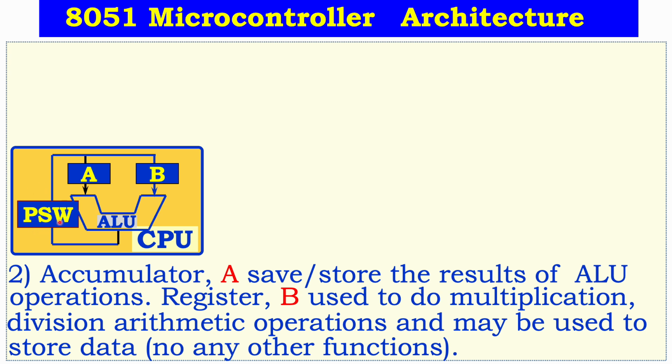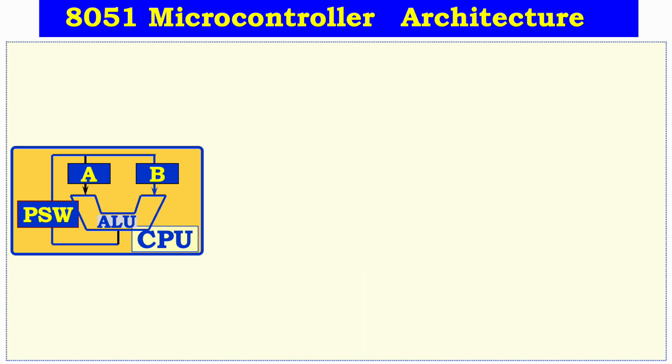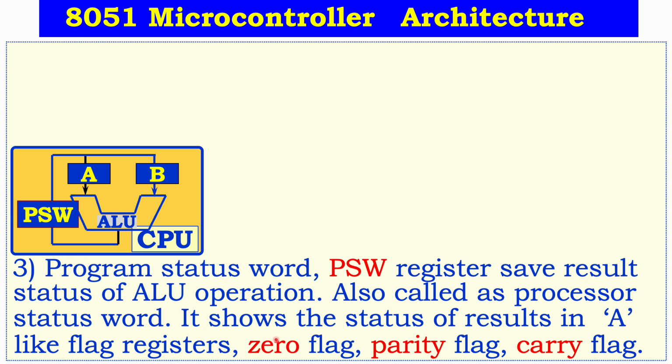Now let us see the third register. What is the third register? It will store the entire results of any operation. Like the 8086, which has flag registers, all results and their status are stored in the PSW. What is the status? We know that in the 8086 computer, it can store whether the result contains the zero flag or not, whether the result has odd parity or even parity, like a parity flag, whether the result contains a carry or not, like that. The results are stored in the PSW, program status word. So these are the three registers in the CPU of the 8051 microcontroller.